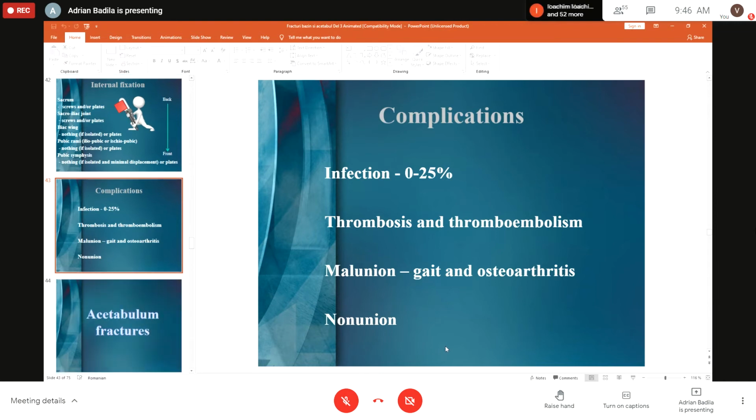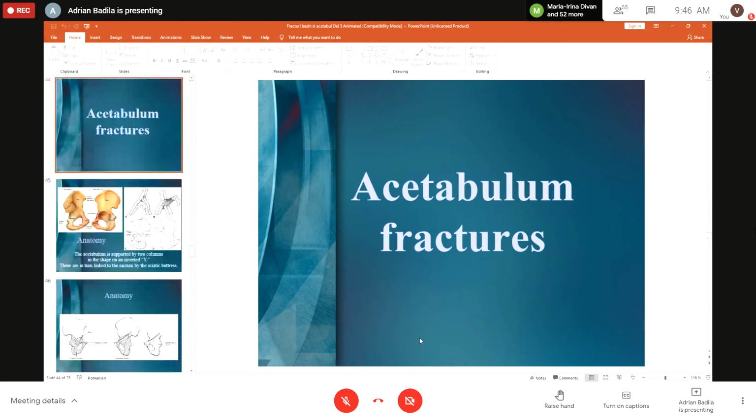The complications. Infections in around 25% of the cases, thrombosis and thromboembolism, malunion of the fracture that will lead to gait and lower limb discrepancies, and the osteoarthritis of the hip, of the knee, and of the vertebral column, and in some cases non-union. These were the fractures of the pelvic ring.